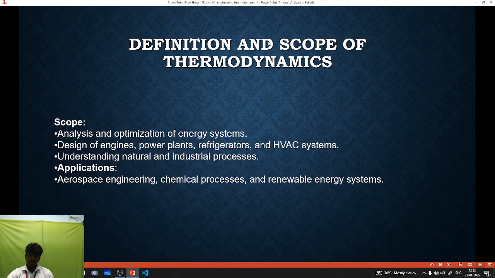Scope of thermodynamics. In the future and in the current trend, analysis and optimization of new energy systems depend upon thermodynamic systems, and innovation of new designs of engines, power plants, refrigerators and HVAC, heating, ventilation and air conditioning systems. It is the basis of their design. And third, understanding natural and industrial processes. These are the scopes of thermodynamics. Its applications are aerospace engineering, chemical processes and renewable energy systems.